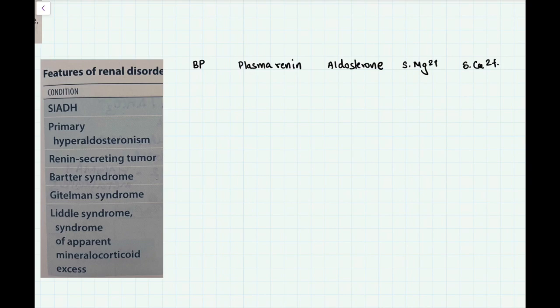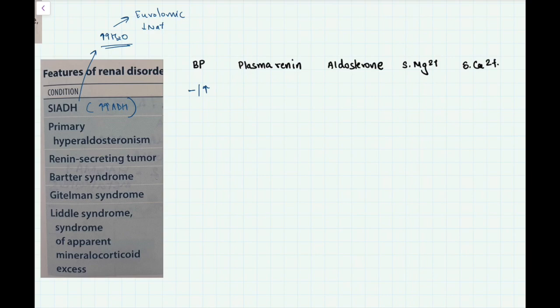First is SIADH, which is syndrome of inappropriate secretion of ADH, right? Basically it is due to an increase in ADH, or antidiuretic hormone. Due to this, the BP is usually normal, or it might be slightly increased. There is increased water reabsorption, and this leads to dilutional hyponatremia, also called euvolumic hyponatremia, right?